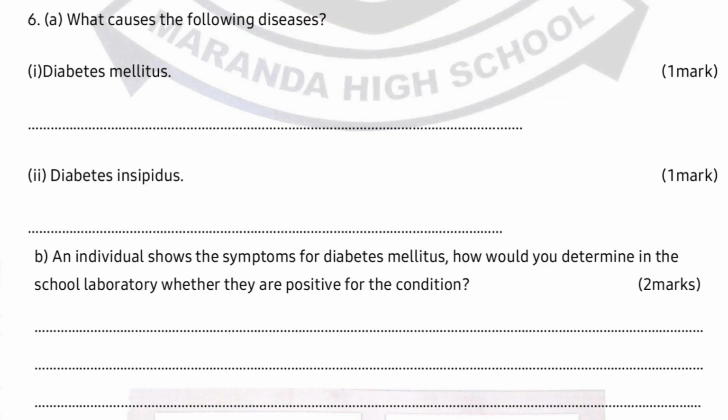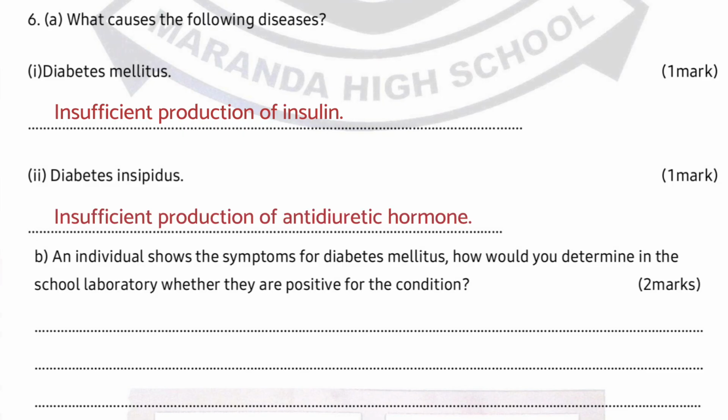Question number 6, part A. What causes the following diseases? Roman 1, diabetes mellitus, okay? Diabetes mellitus is caused by insufficient secretion of insulin, okay? Roman 2, diabetes insipidus. This is caused by insufficient secretion of the antidiuretic hormone.